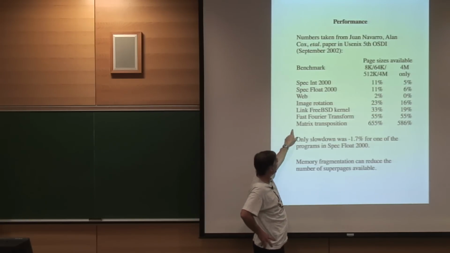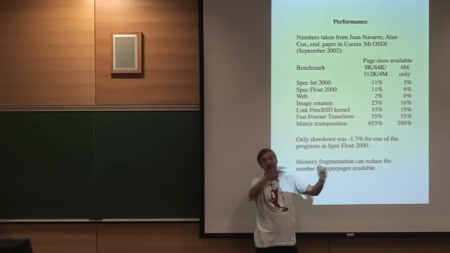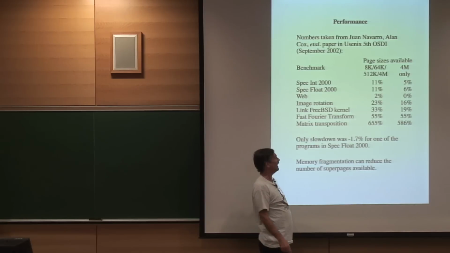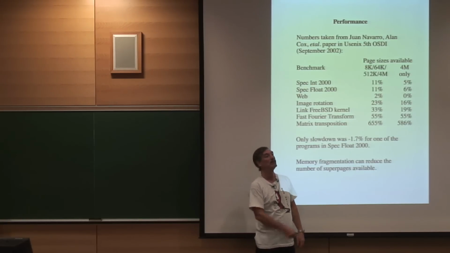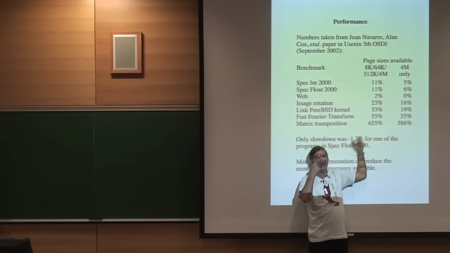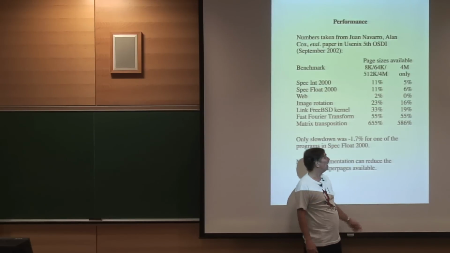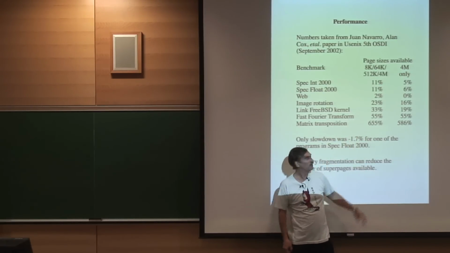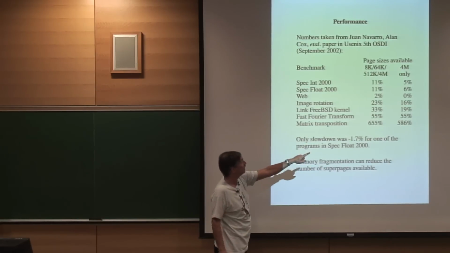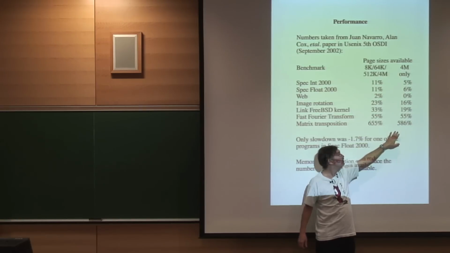Some of them are really dramatic, like the matrix transposition, because it has a working set that is just sort of continuously going round and round. So without superpages, you're essentially taking a TLB miss on every memory reference, and with them, you never take a TLB miss after the first time through. So it goes 6.5 times faster or something. And even with only the 4 megabyte available, it still gets a huge, huge improvement.